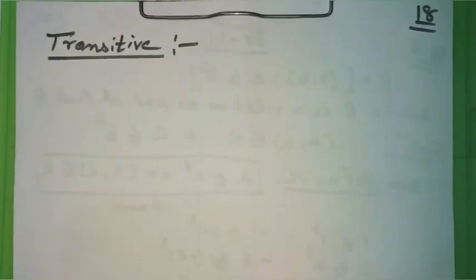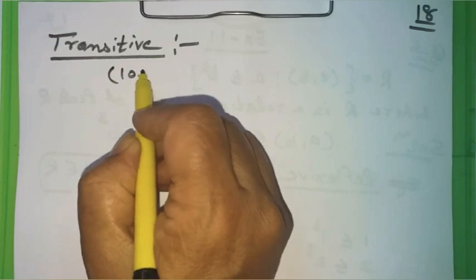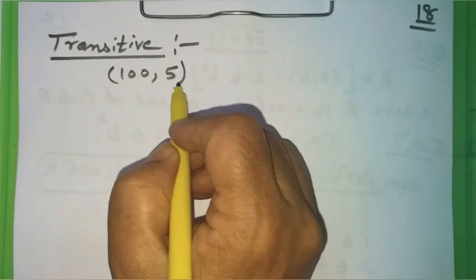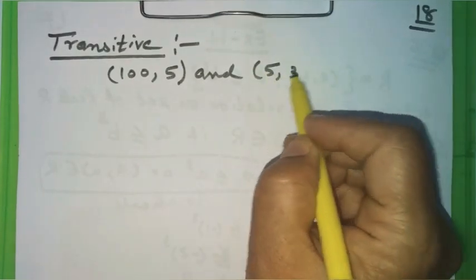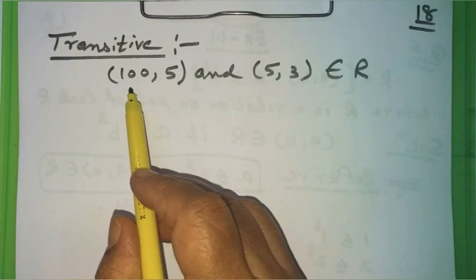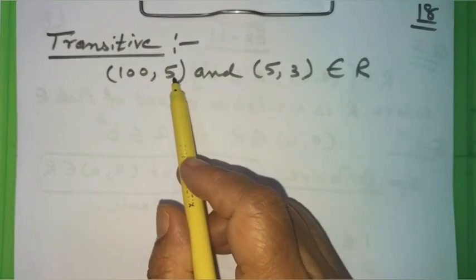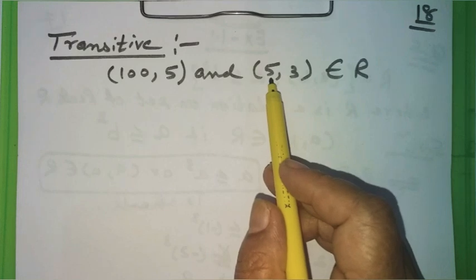So now we have to check transitivity. Let me consider any two ordered pairs which belong to the relation R, and they are a particular type of ordered pairs. Let me take (100, 5) and (5, 3). Both of them belong to R. You have to take two ordered pairs such that the second number of the first ordered pair and the first number of the second ordered pair are the same.